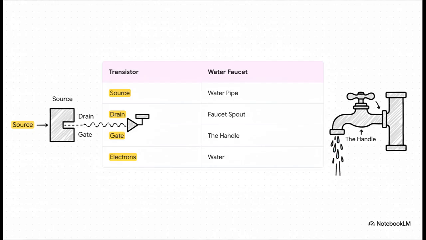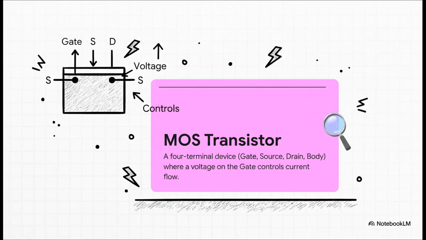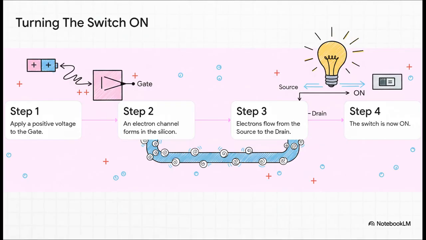A tiny little bit of effort on the handle, the gate, controls this huge flow of electrons, which is our water, going from the source to the drain. Simple, right? So here's the slightly more formal definition for the most common type of transistor, the MOS transistor. And you can see the parts we just talked about: gate, source, drain. There's that fourth part, the body. But you can just think of that as the foundation the whole thing is built on. But the key thing to remember, the big takeaway, is right there. A voltage on the gate is what controls the current. Handle controls the water.